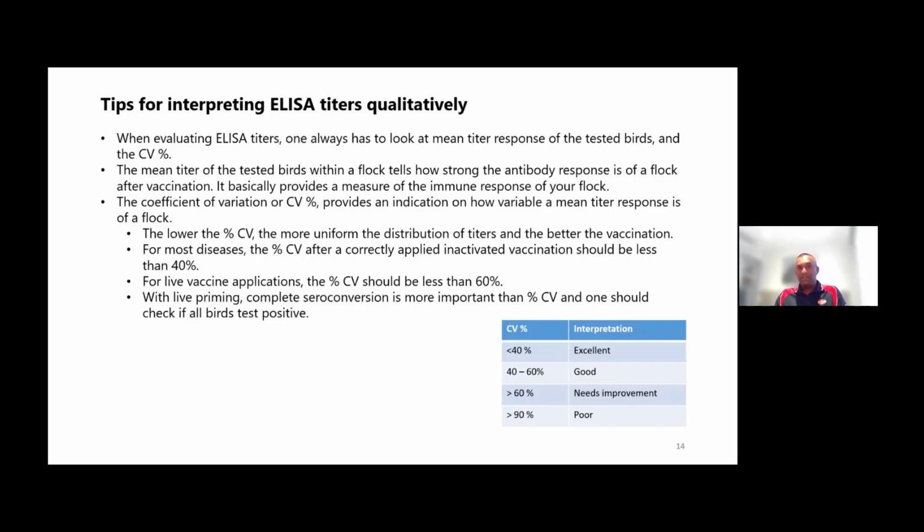And for most diseases, the percent CV after vaccination should be less than 40%. I prefer 30%, but 40% is also excellent. For live vaccine applications, the CV percent should be less than 60%. There's a difference between killed and live vaccine CV percent.